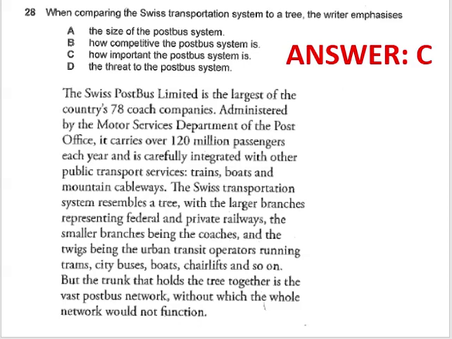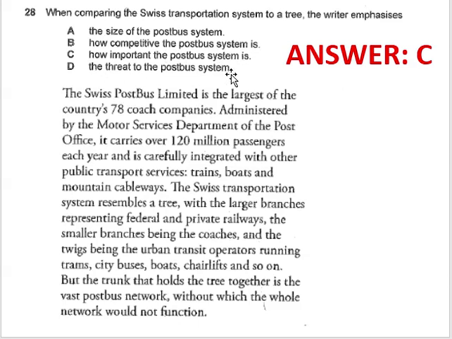So here the writer is telling that just like the trunk of the tree functions as an important part, the Swiss transportation system is also playing a major role. That is what I have understood from this. So let's go back to the options now and read. Is he talking about the size of the system? No. How competitive it is? Did we read anything about it? No. How important the system is?